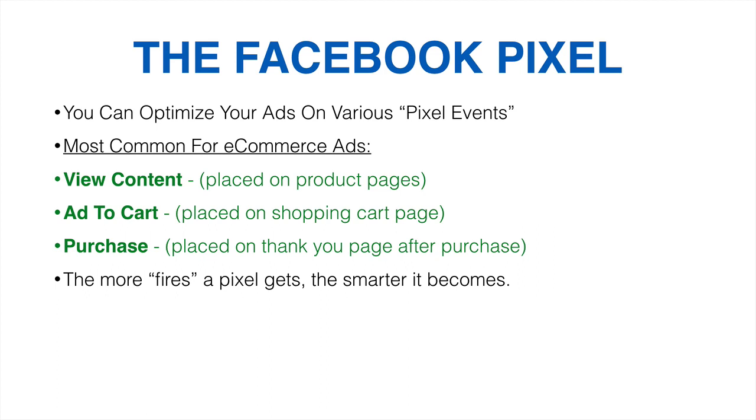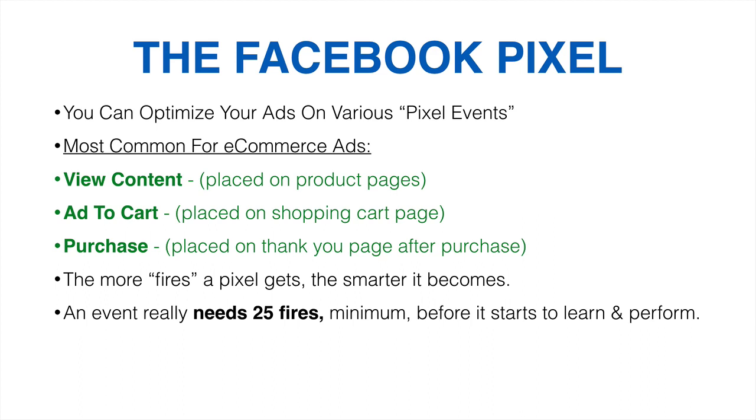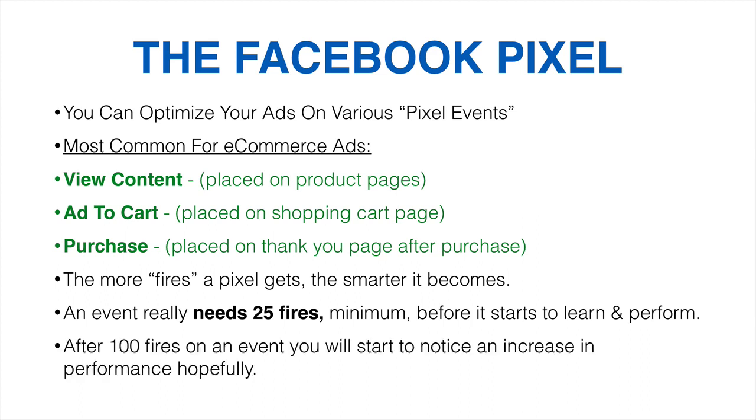The more fires your pixel gets, the smarter it becomes. Now, an event really needs at least 25 fires minimum before it starts to learn and perform. That's why I was saying the view content pixel, after about 25 clicks, boom. Your ad starts learning and optimizing toward the people that are more likely to click on your ad and browse around. Of course, it's going to take a little bit longer for the add to cart pixel to get 25 fires, and same thing with purchase. And after 100 fires on an event, you should start to notice an increase in performance, hopefully.